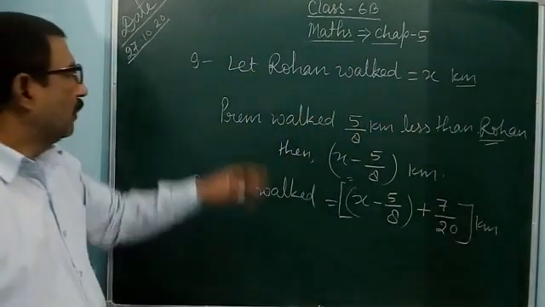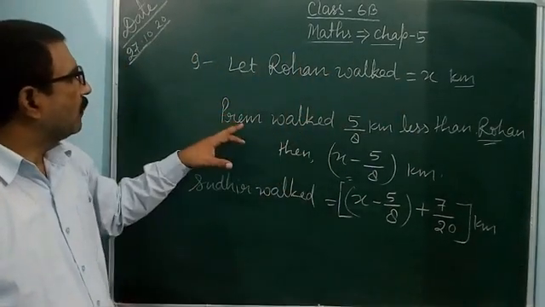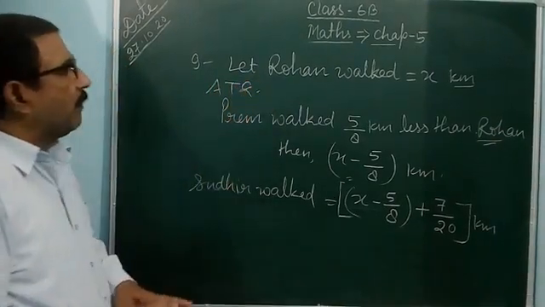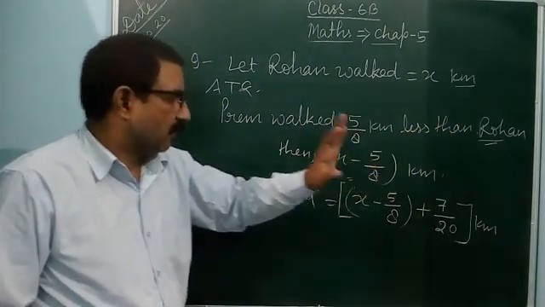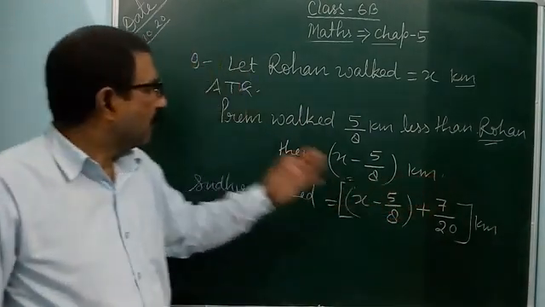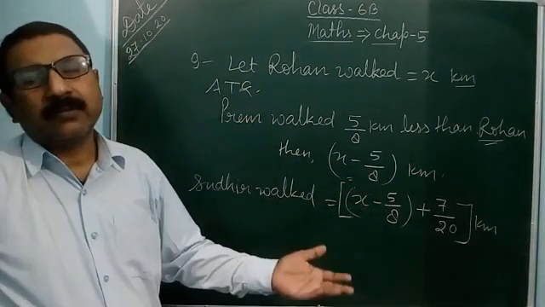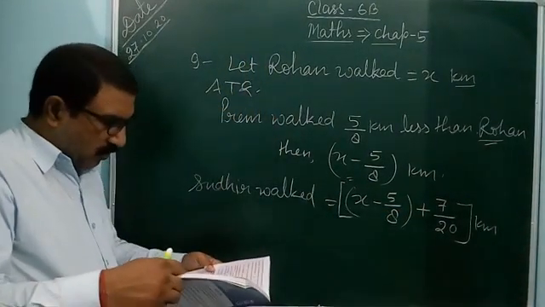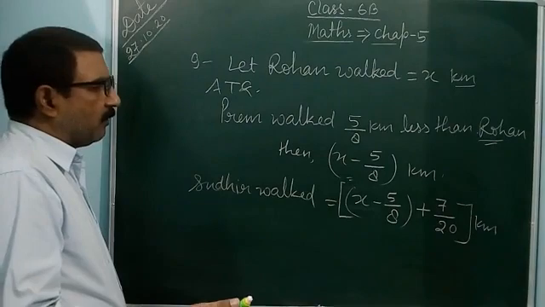You see, you consider let Rohan walk x kilometer. After that, according to the question, Prem walked 5/8 kilometer less than Rohan. It means x minus 5/8 kilometer. After that, Sudhir walked 7/20 kilometers more than Prem. So this is Prem. Prem walked x minus 5/8, more than 7/20 means you add plus 7/20. After that, it is given Sudhir walked 3/5 kilometer.